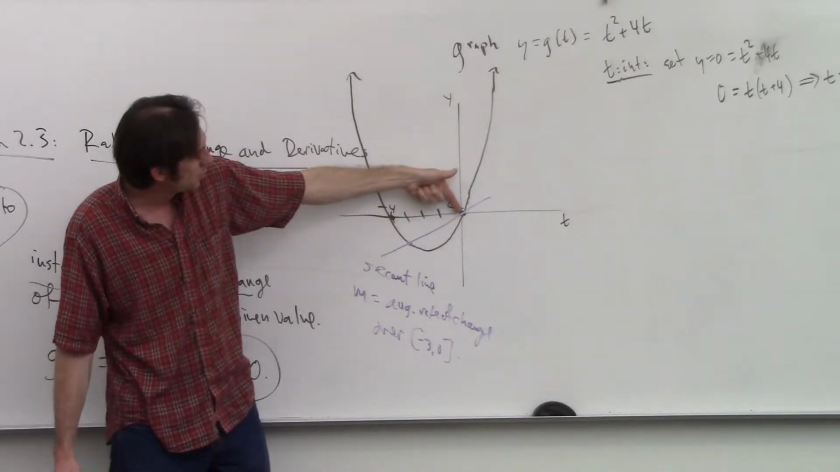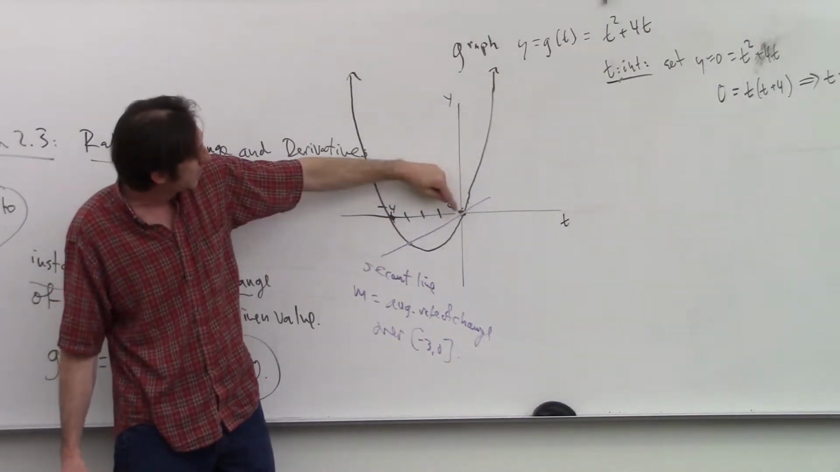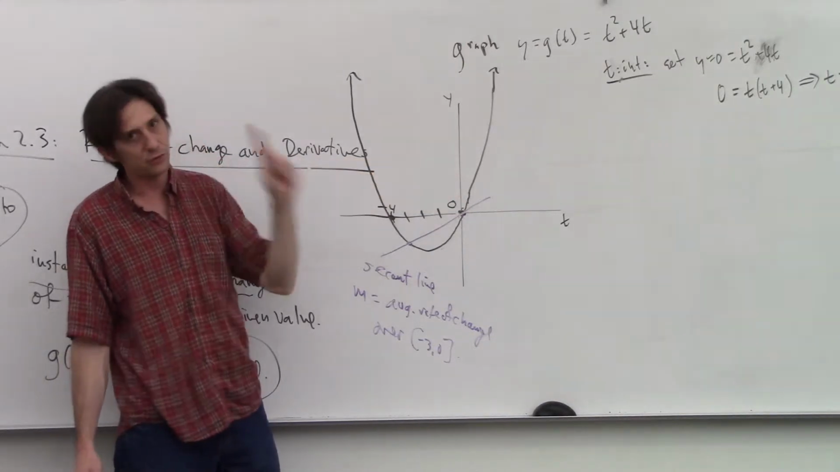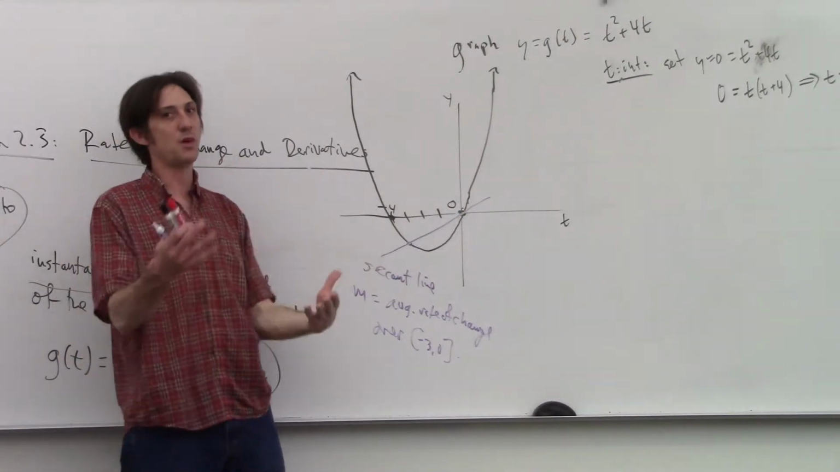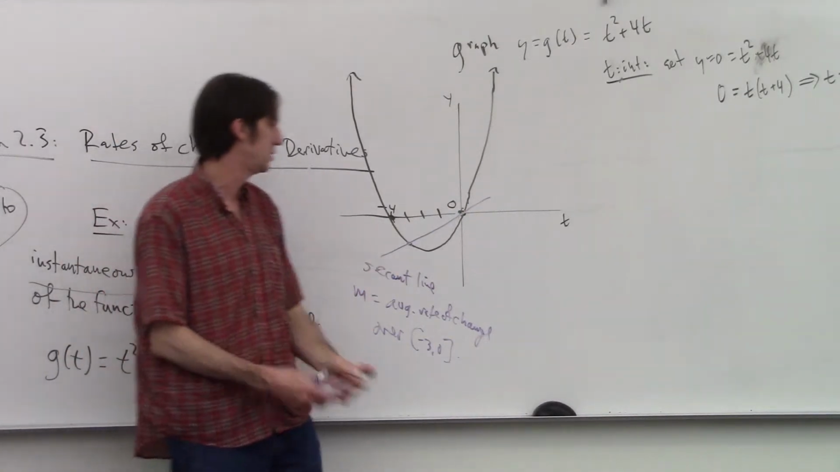Instead, in some sense, I want to know the slope of the curve at this precise location, at this one location. If I only have one point, I can't form a line, right? I need 2 points to determine a line.